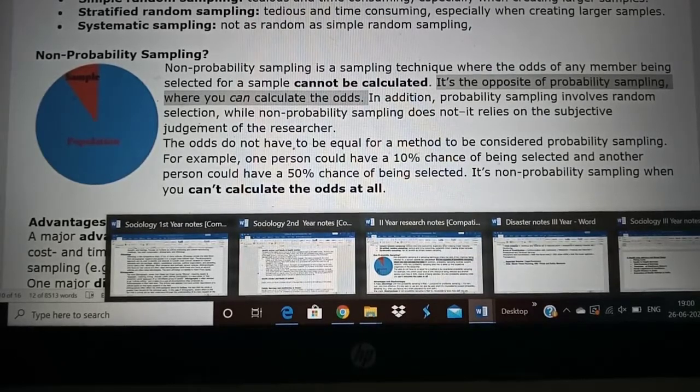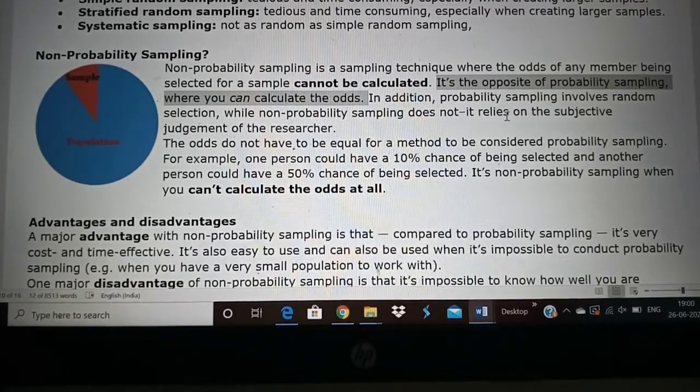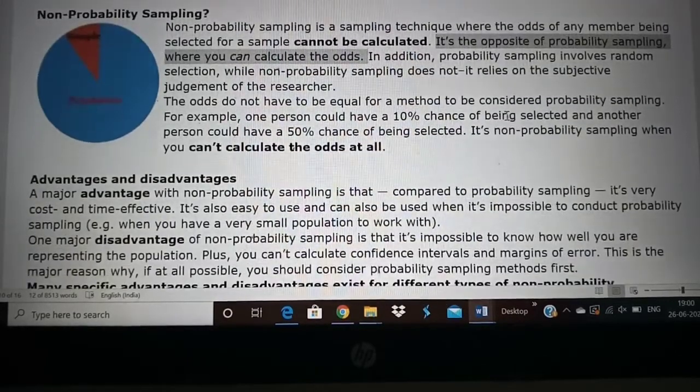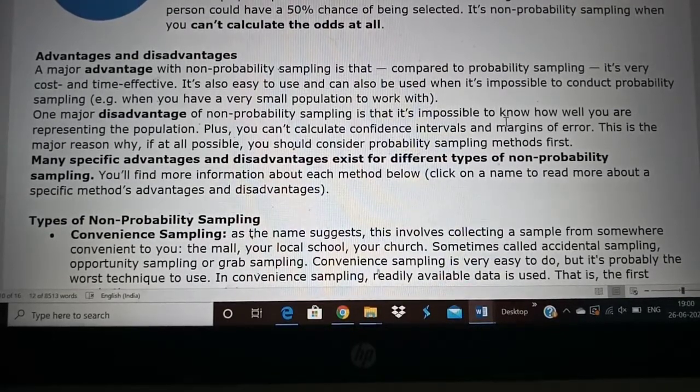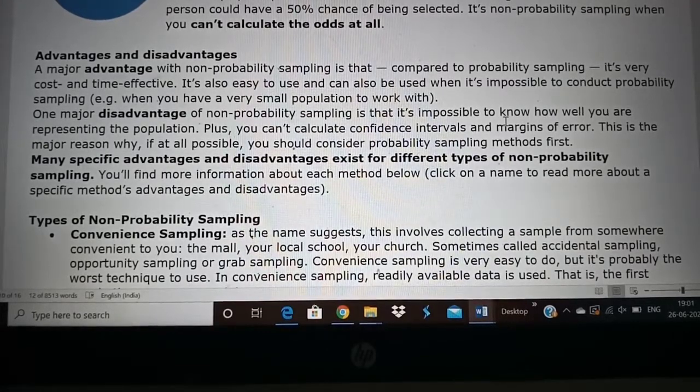In non-probability sampling, there is no way you can calculate the odds of the person. You cannot calculate the chance by which a person can get selected. So the advantage of non-probability sampling is that it takes less time and it is cost effective. You can easily select the candidates for non-probability sampling. So it saves time for you and it is also cost effective. Most of you will be doing this type of sampling because it's easier for you, especially when you do your study for your college purposes.